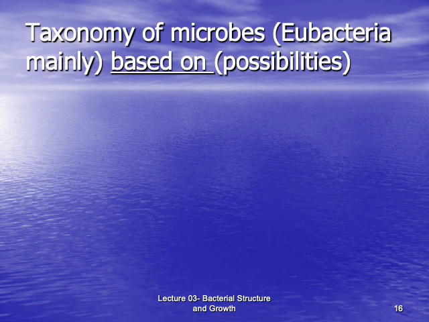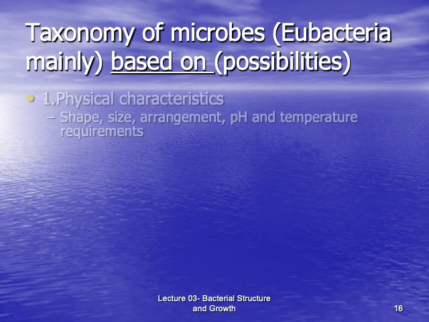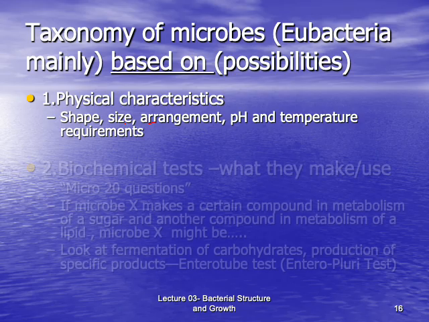So how do they do classification of microbes? We're going to mainly focus on eubacteria. What do they base it on? What kind of tests? Number one, physical characteristics. This goes back for years and years. They look at the shape of the mystery microbe, its size, its arrangement, how it clusters, and what pH and temperature requirements it has for growth. That helps them identify and classify it.